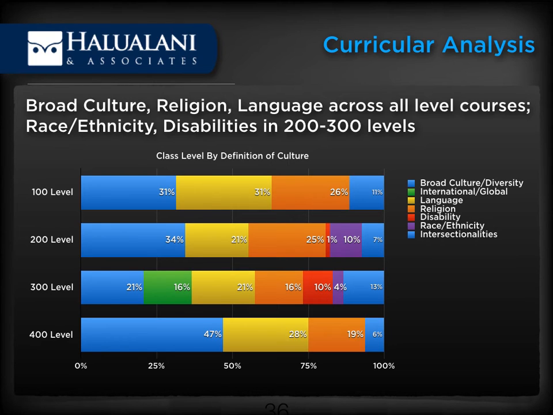But if you look at the other levels, you see at the 400 level, it's predominantly broad culture diversity. It's also predominantly language and religion. You only see in the 300 and a little bit in the 200 level that they're getting at aspects of disability. They're getting aspects of race and ethnicity and purple. So we can tell you this information.